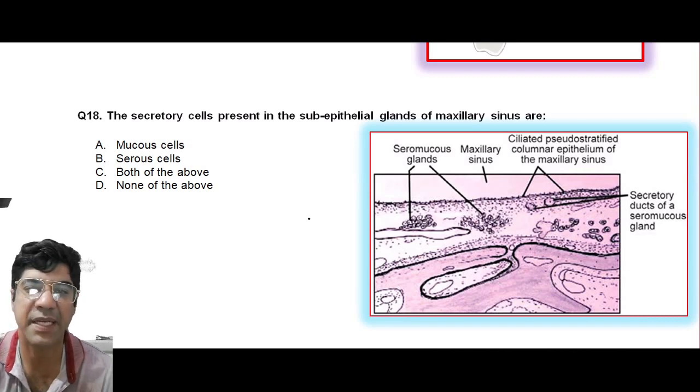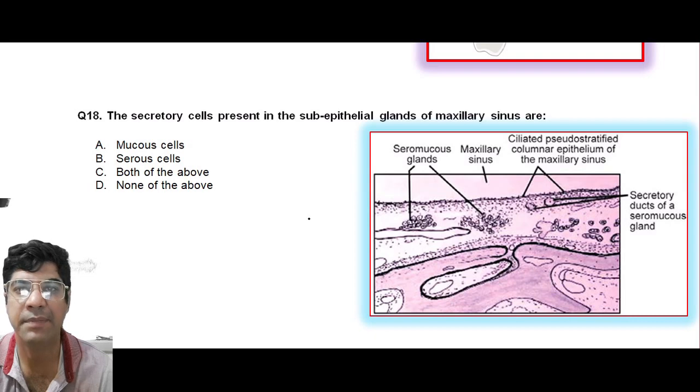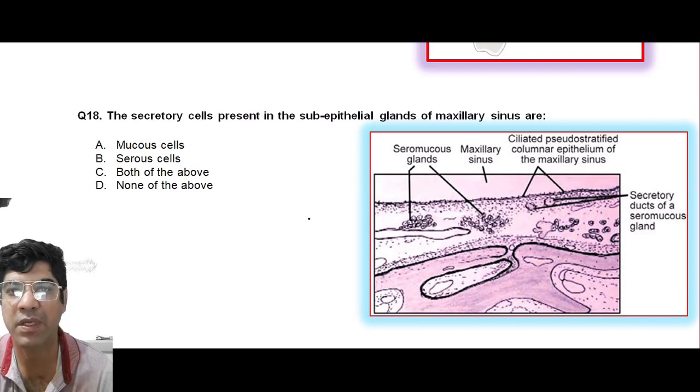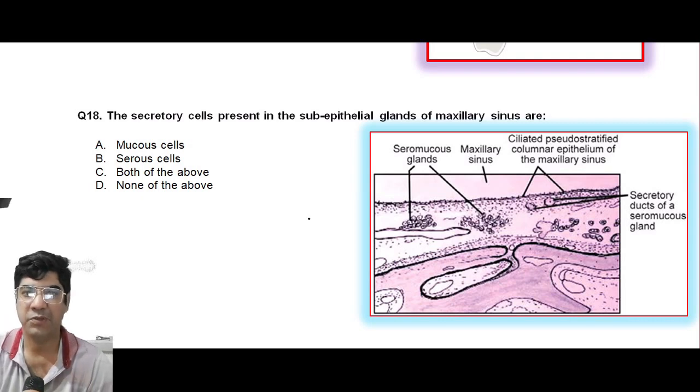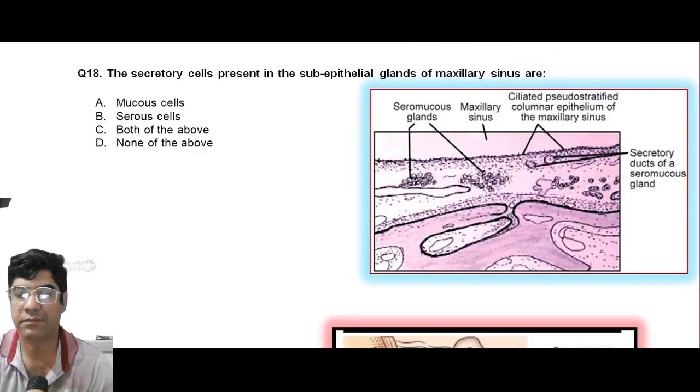The secretory cells present in the subepithelial glands of the maxillary sinus are: the subepithelial glands in the maxillary sinus contain both mucus and serous cells. These glands produce mucus that helps to moisten and protect the lining of the sinus. The mucus cells are responsible for producing mucus with a thicker, more viscous consistency, while the serous cells produce thin, watery secretions.